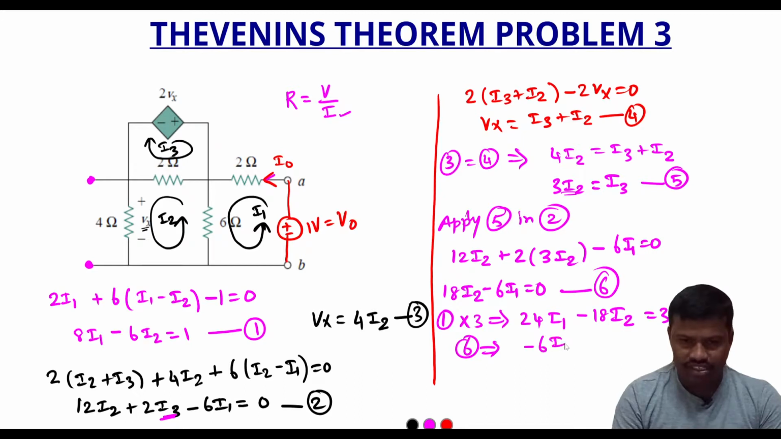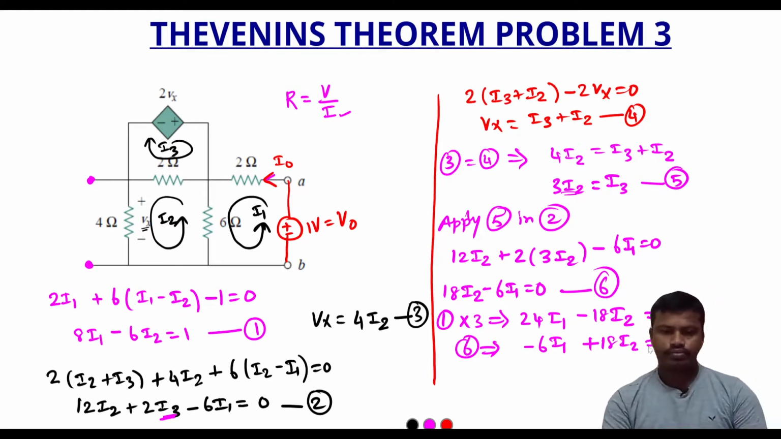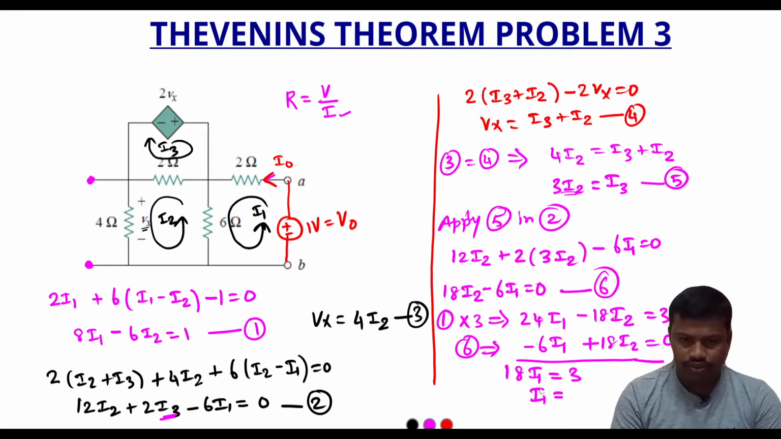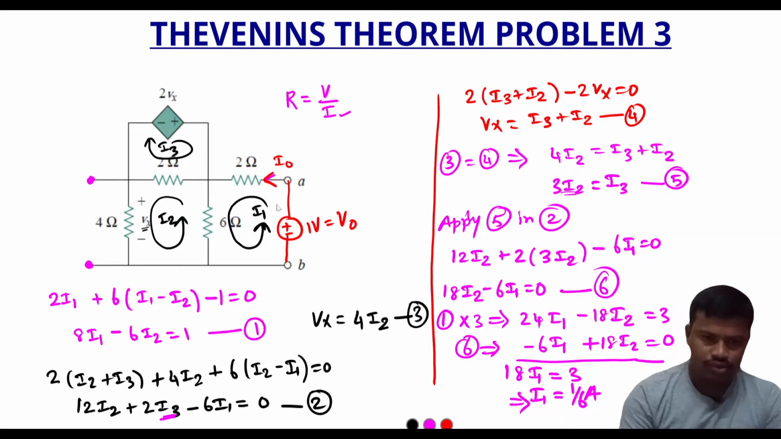So negative 6I1 plus 18I2 is equal to 0. When we solve this, the equation will become 18I1 is equal to 3, and I1 is equal to 1 by 6 amps. As we know that I1 is equal to 1 by 6 amps, so I0 is equal to 1 by 6 amps.